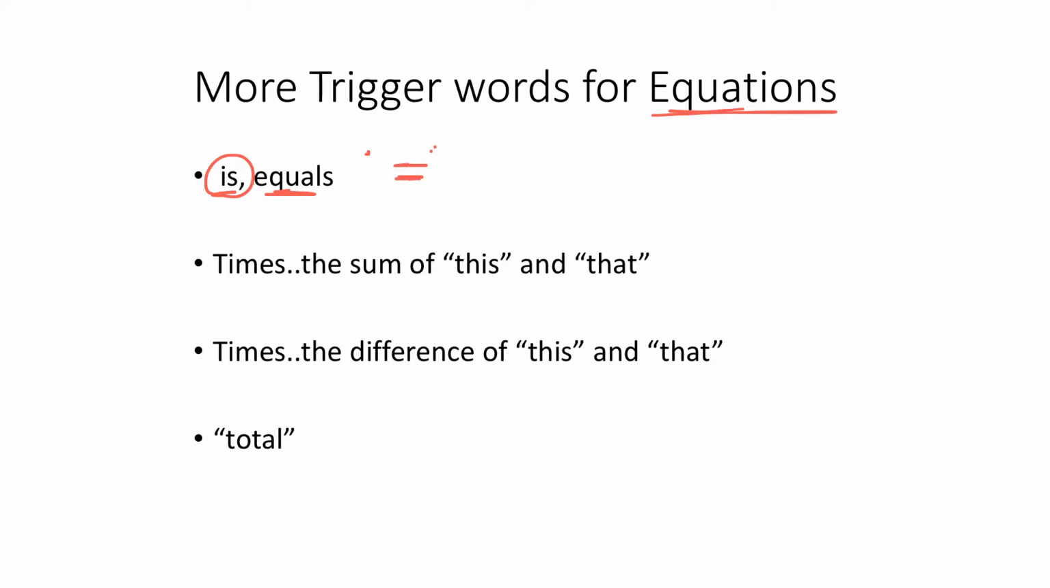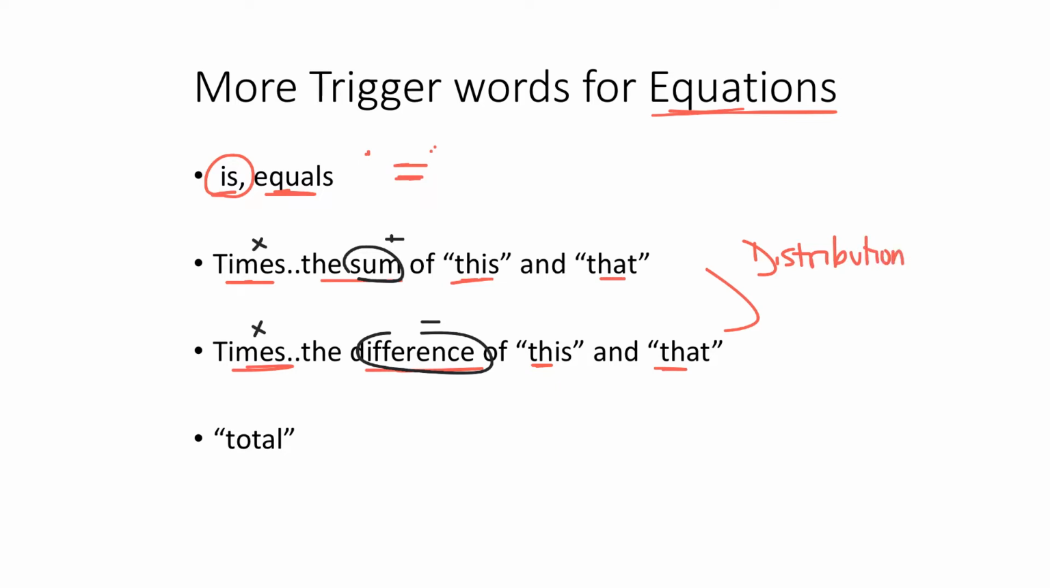Now, another thing that we need to be on the lookout for are these two phrases here. So times the sum of, let's say, this and that, and then times the difference of this and that. Now, notice that it's two different things in one. So sum references addition, difference references subtraction. Times is going to be your multiplication. And so what these are going to be creating is some kind of distribution.